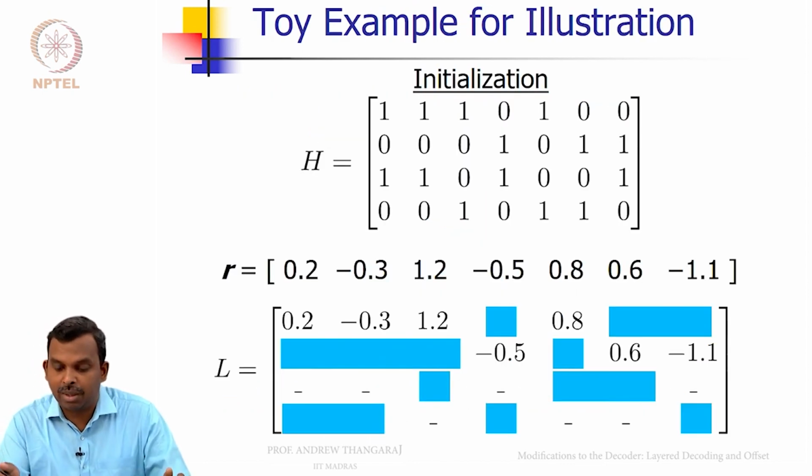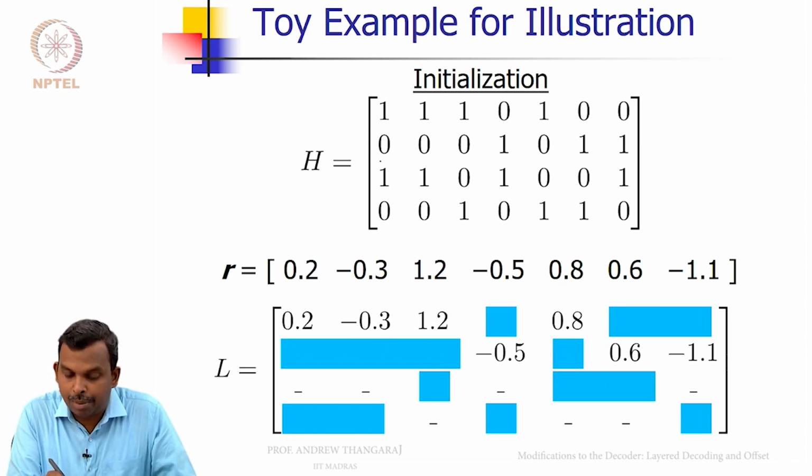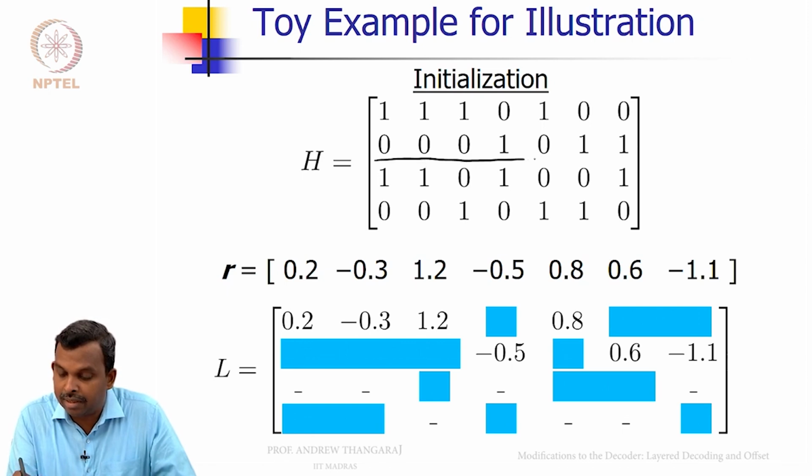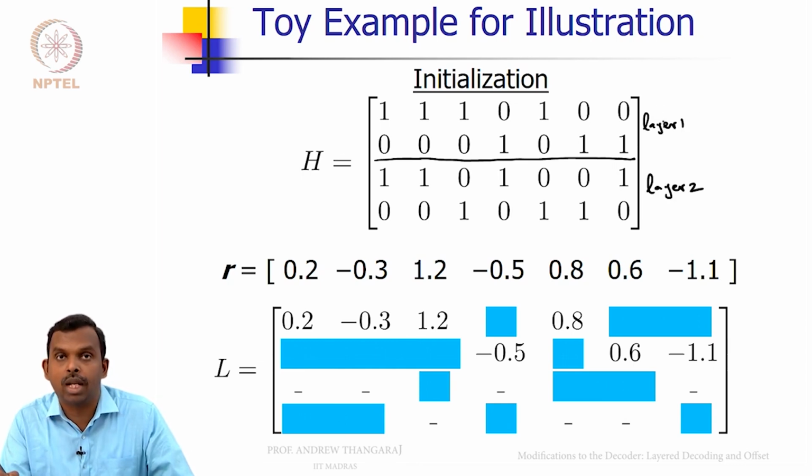This is my parity check matrix. We saw this just before. So we saw this example earlier as well. The matrix is divided into two layers. This is layer 1. And this is layer 2. Okay, so rows 1 and 2 are in layer 1, rows 3 and 4 are in layer 2.